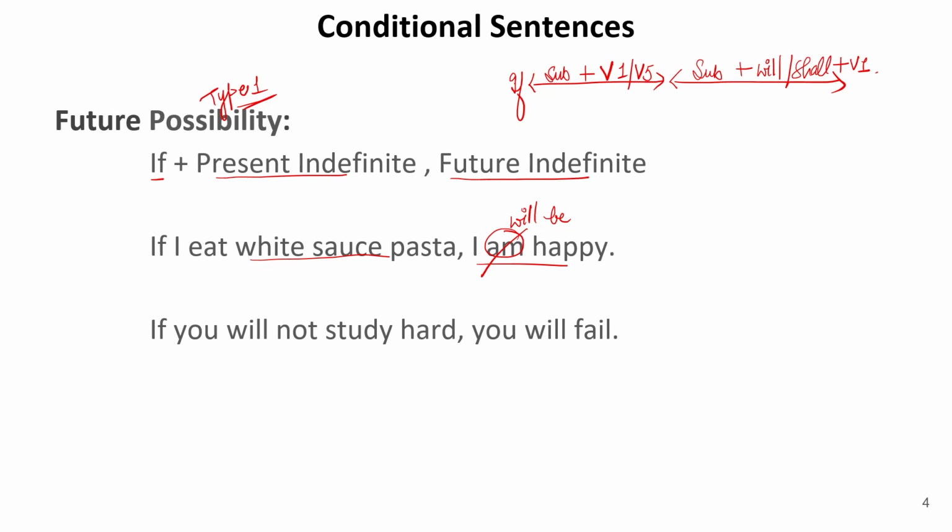If you will not study hard, you will fail. Now, whenever we have a conditional word over there, we do not use modal in that case. If you will, "will" should be replaced with "do not". If you do not study hard, you will fail. So, this is the type 1 condition. The first clause will be in present indefinite, it means the clause just after "if", and the remaining clause will be in future indefinite.